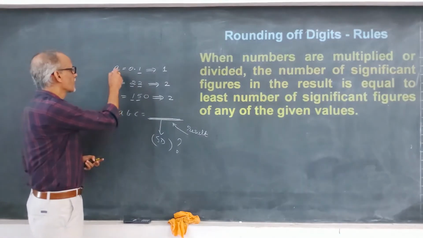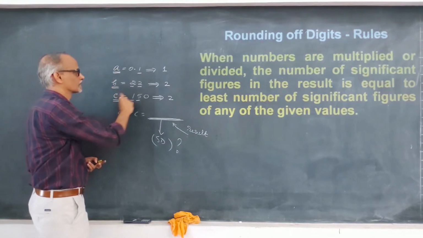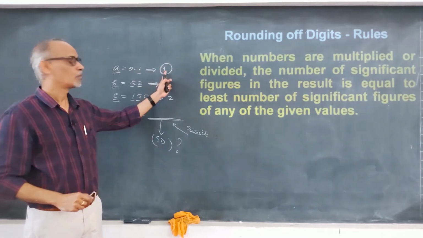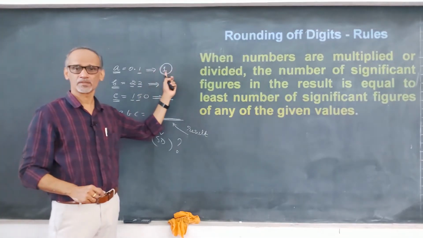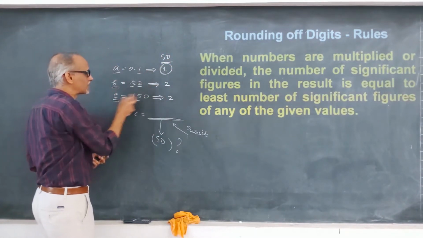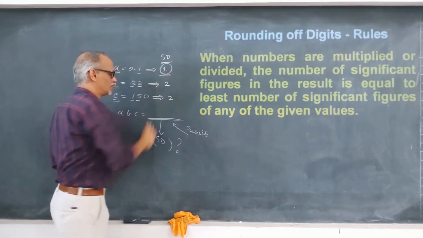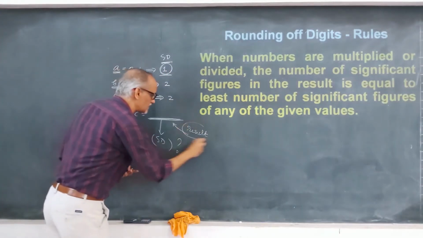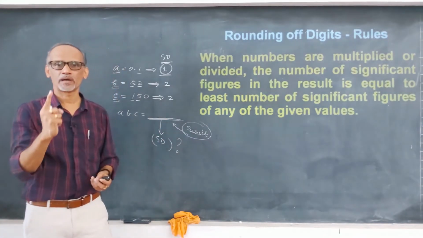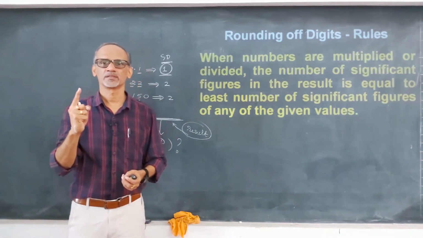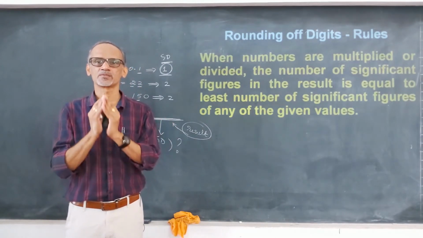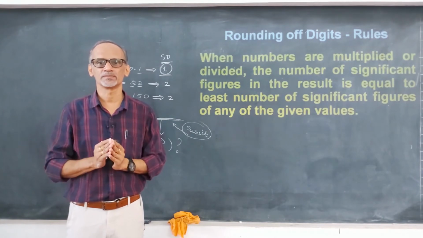Therefore, now you can see in the given data, the least is this. What is the least? 1. I am not talking about the number, I am talking about the significant digit. So the number of significant digits in the given values is least, how much? It is 1. So that's why in the final result, you have to maintain only one significant digit and apply the rounding off rule, and then see that in the final answer there is only one significant digit.